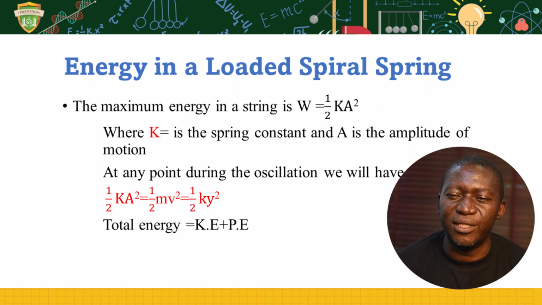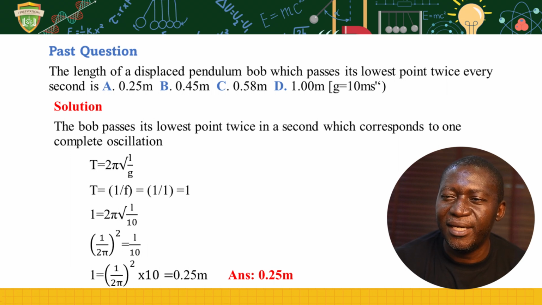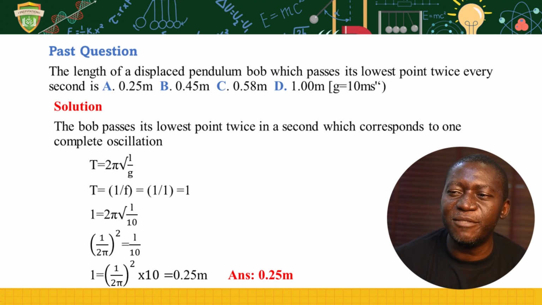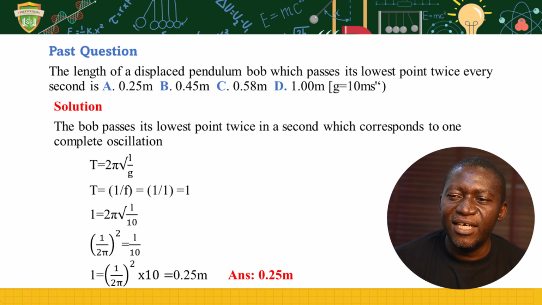Now, if we go forward, we look at the question here, which says: calculate the length of a displaced pendulum ball which passes through its lowest point twice every second. The first option says the length is 0.25 meters, B, 0.45 meters, C, 0.58 meters, D, 1.00 meters.